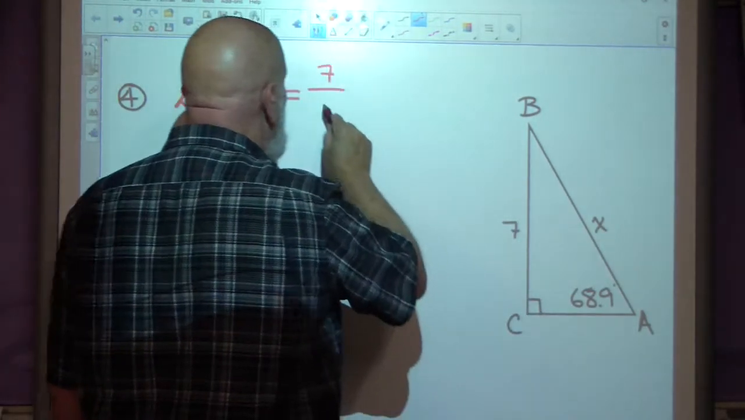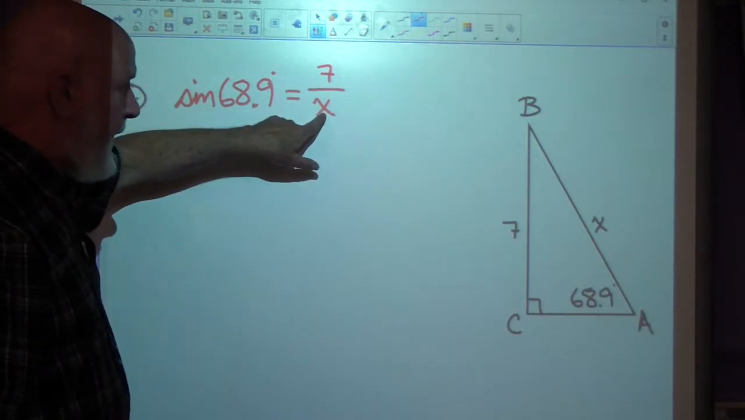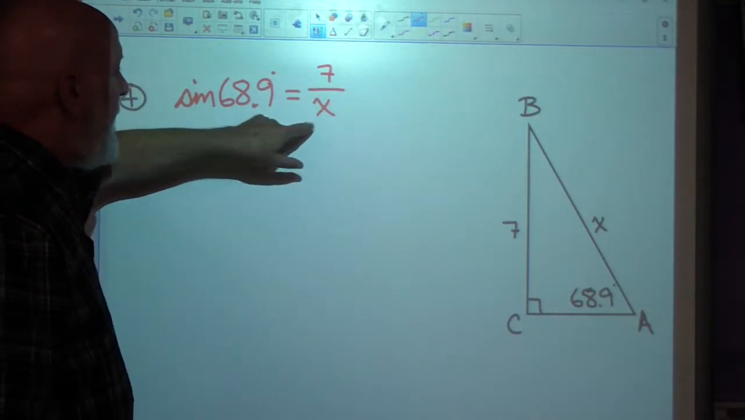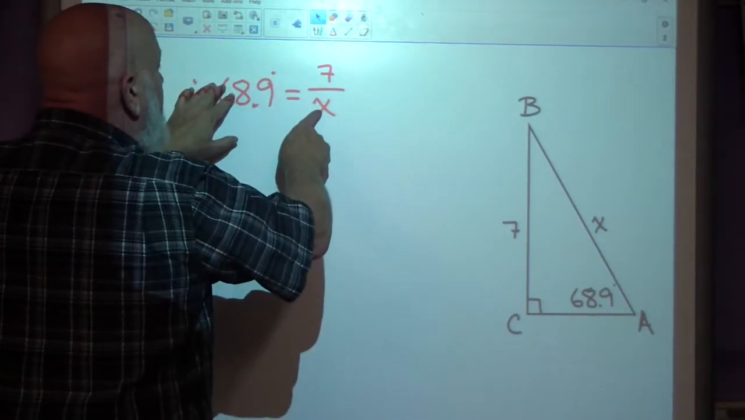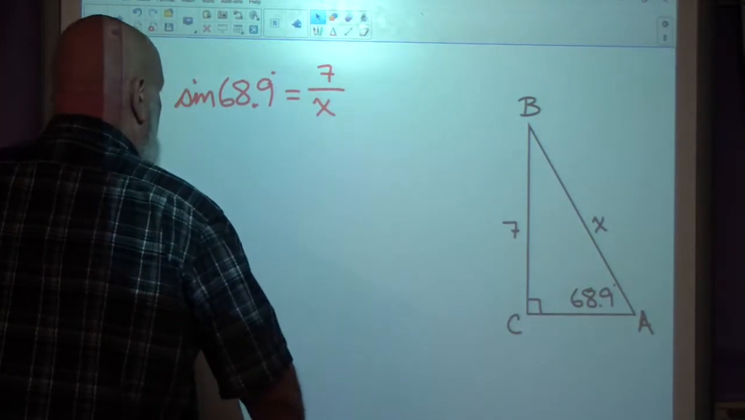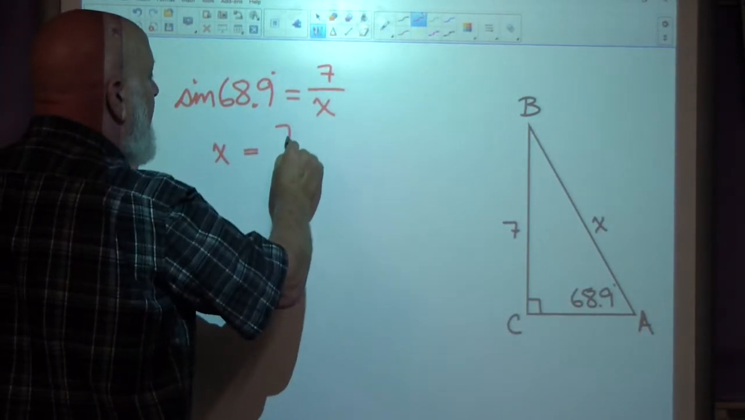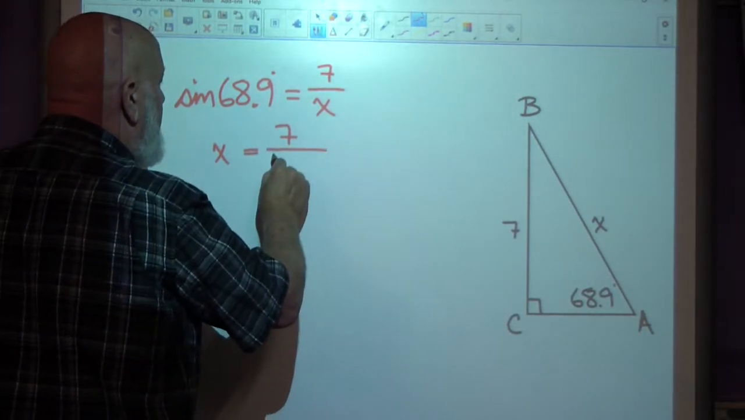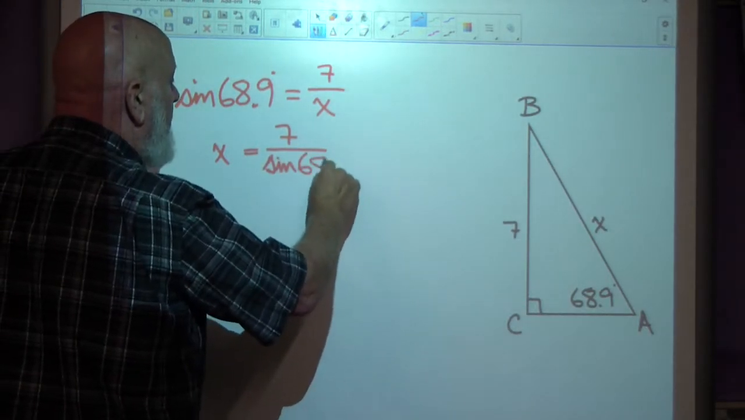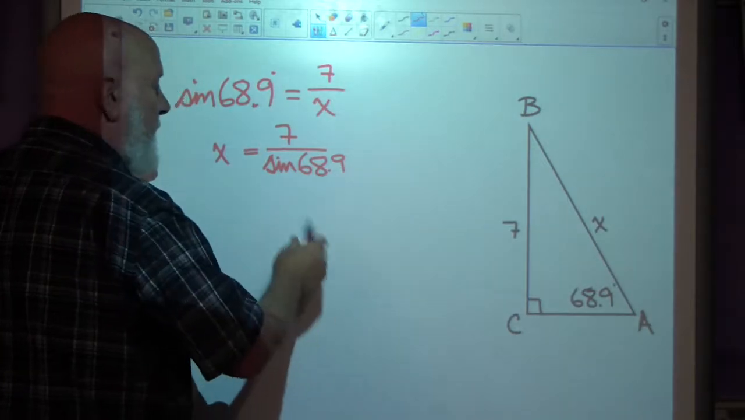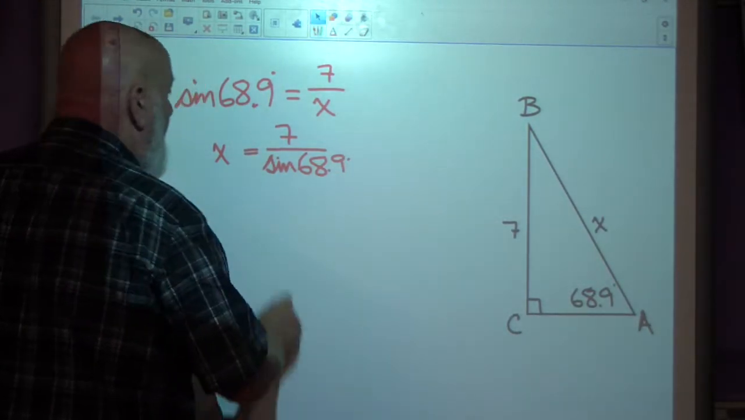over hypotenuse. Now here I've got a situation where my x, my variable, is in the denominator, and I don't have any addition or subtraction going on. So if that's the case, I can just go boop, switch those two. X is equal to 7 over the sine of 68.9 degrees. And we illustrated above why that works. Now I can make my approximation.